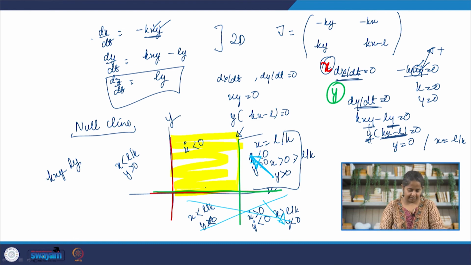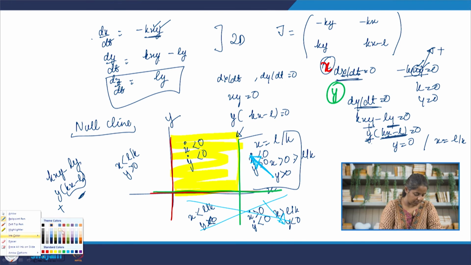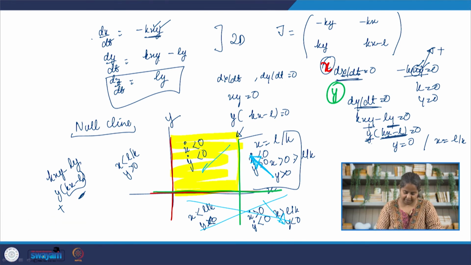Now in this situation, since x is less than L by k, this portion is going to be negative, y is positive, so the product is going to be negative, so y is also going to reduce. So we have dy by dt also less than 0. So what we'll see is that the overall flow in this quadrant will be here.